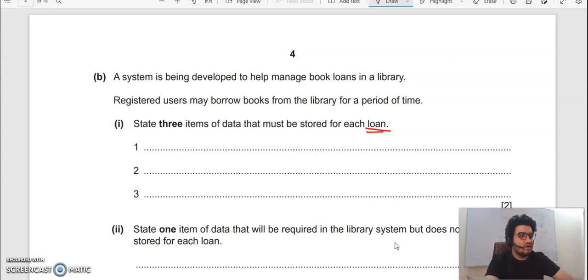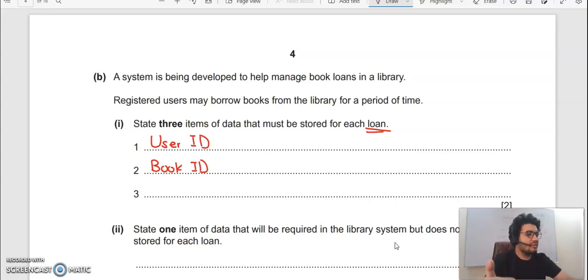Obviously, one very obvious thing is going to be the user ID. Which user is taking the loan? So that you need to know the details about that particular user. The second thing is obviously which book are you going to loan? So I will go with book ID. We can go by book title and everything.